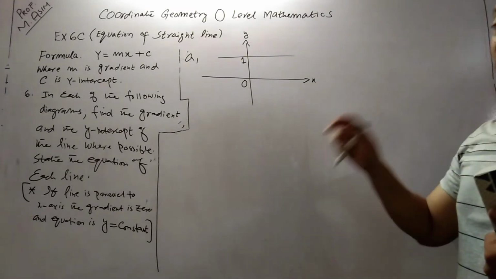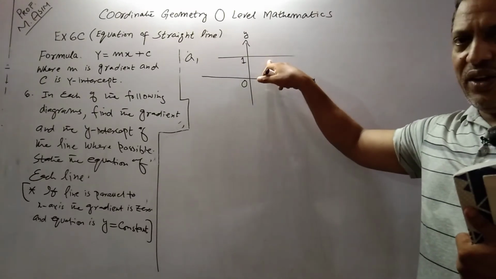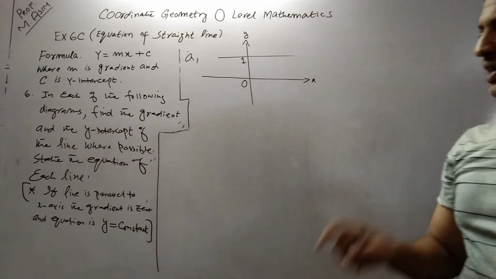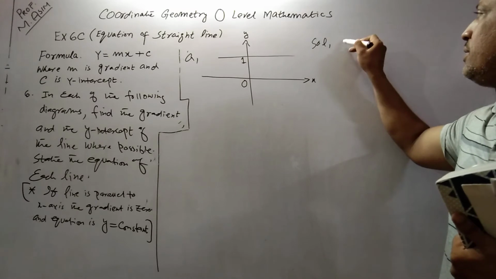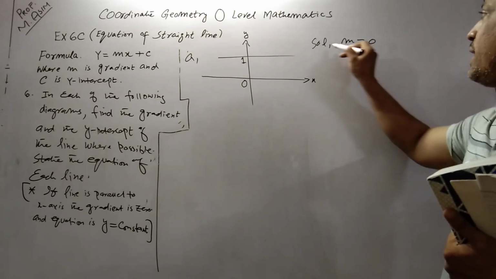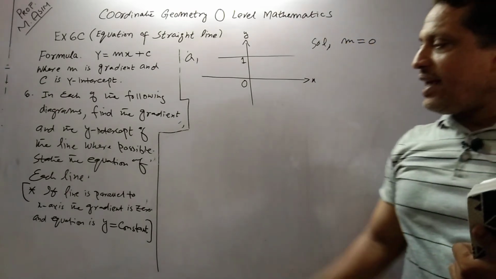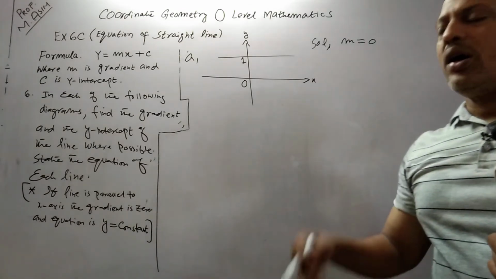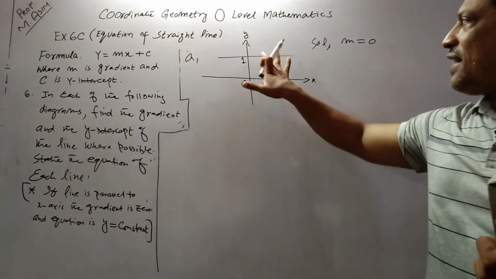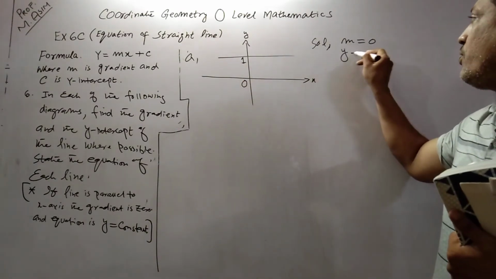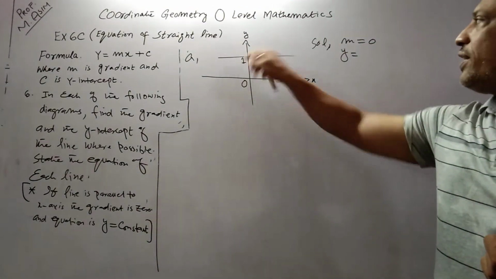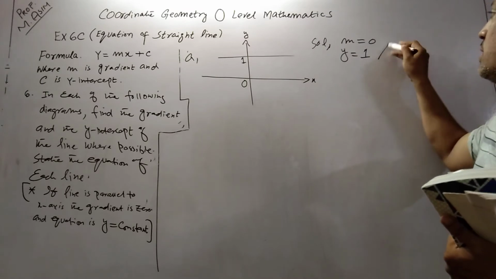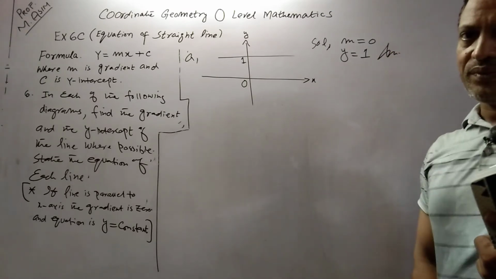So if you see a line which is parallel to the x-axis, the gradient is always 0. Solution, the gradient is 0, and what is the equation of this line? Y is equals to constant. What is the constant value? The constant value is 1. This is our answer.